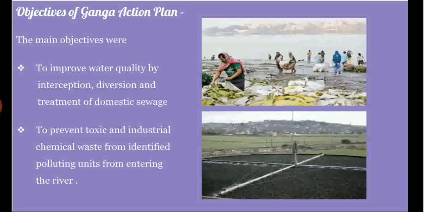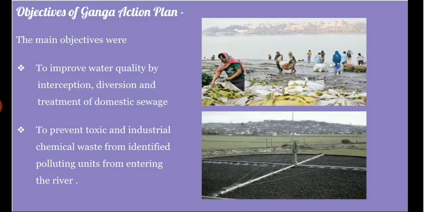Objectives of the Ganga Action Plan. The main objective was to improve the water quality by interception, diversion and treatment of domestic sewage, to prevent toxic and industrial chemical waste by identifying polluting units, which I have just discussed, like polluting units from Kanpur, Prayagraj, Varanasi, Patna, having these tanneries, chemical plants and textile mills.